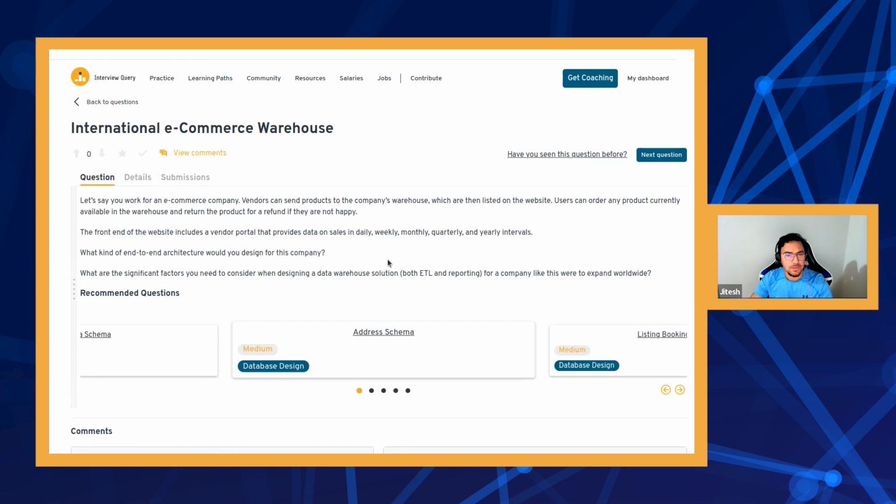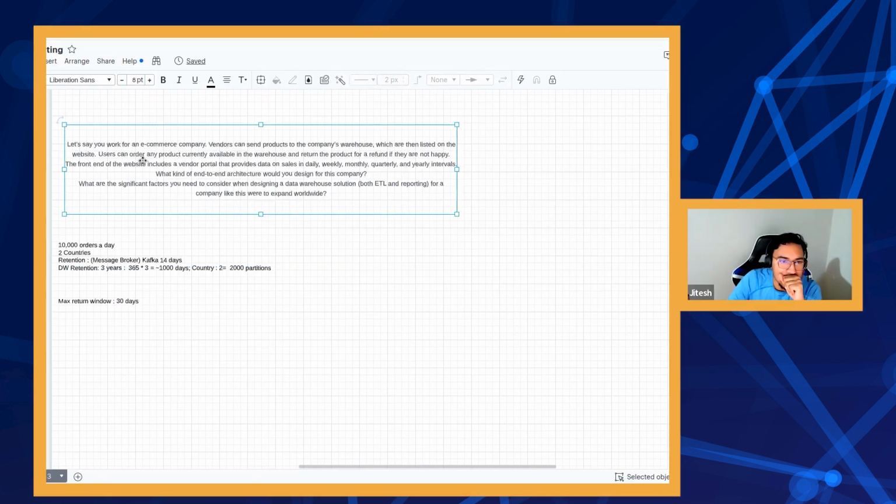Okay, thank you for the question. What kind of volume of sales are we talking about in this scenario? Let's say 2,000 or 10,000 orders per day. The question says user can order any product available in the warehouse. That essentially means you should also know what's the inventory. But let's get to that later. The front end of the website includes a vendor portal where they're looking for some aggregates at different granularities. So let's talk about this vendor portal.